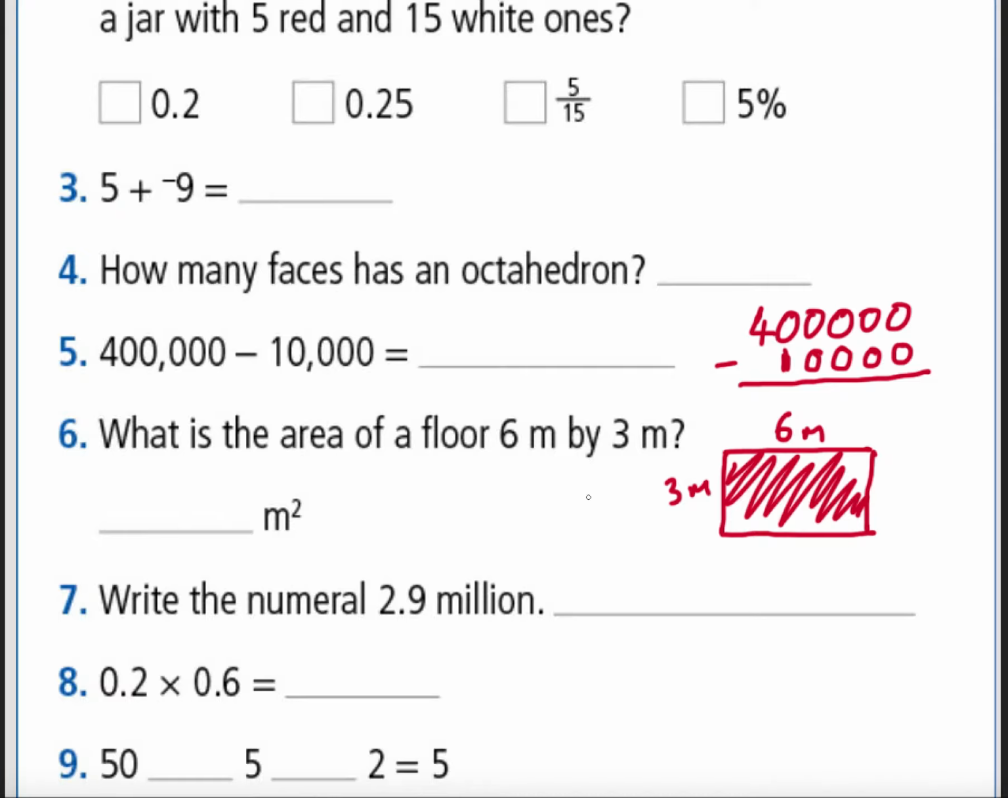Number 7, write the numeral 2.9 million. So there's going to be 1, 2, 3, 4, 5, 6, 7 numbers to put in there for 2.9 million. It's going to start with 2. Next number is going to be 9, and all the others are going to be zeros. And if you do that, you'll have your answer for number 7.